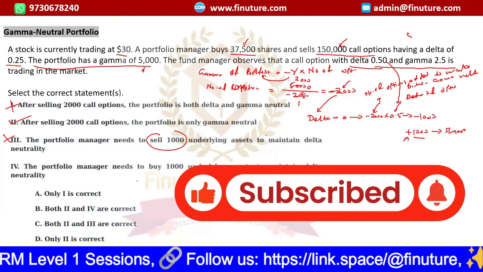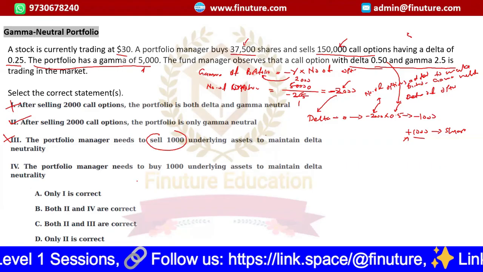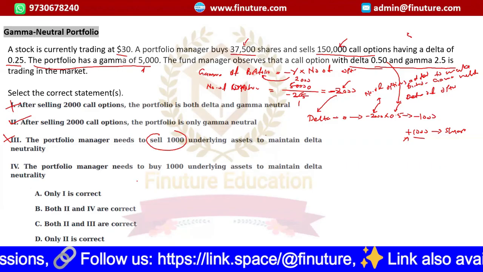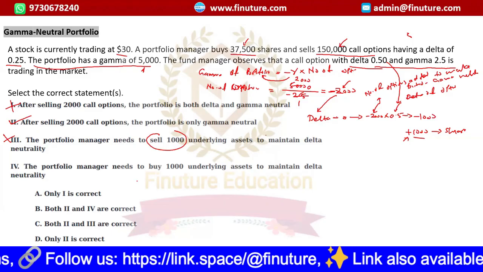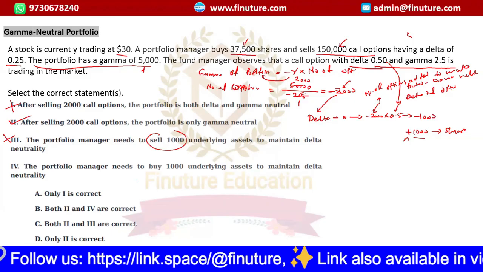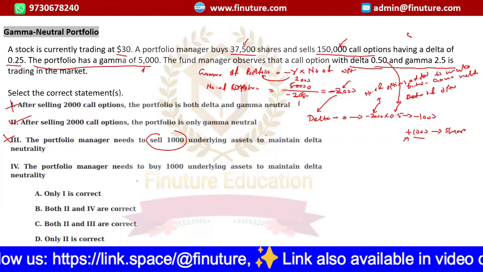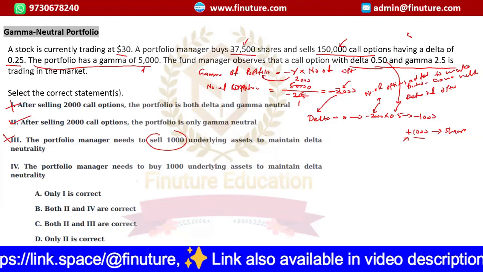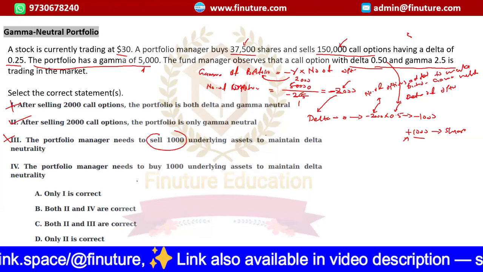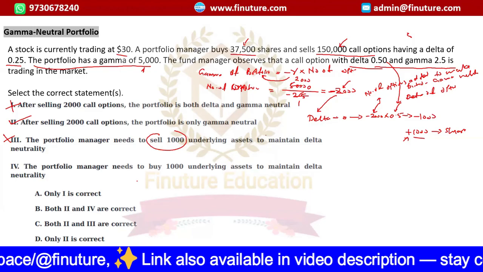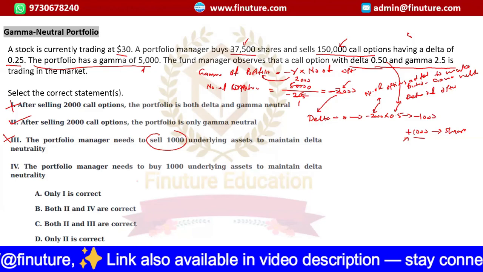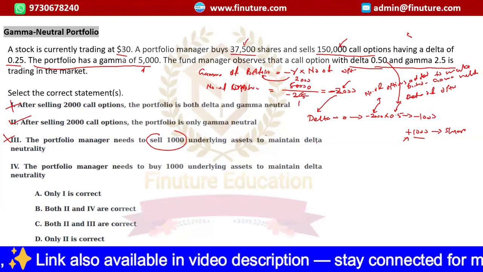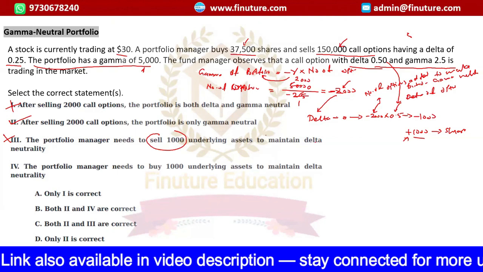So on 2,000, you're making the portfolio gamma neutral. Then to make the portfolio delta neutral, we have to multiply that by the delta, which is 0.5. But then how do we know whether we are selling shares or buying shares to make the portfolio delta neutral?